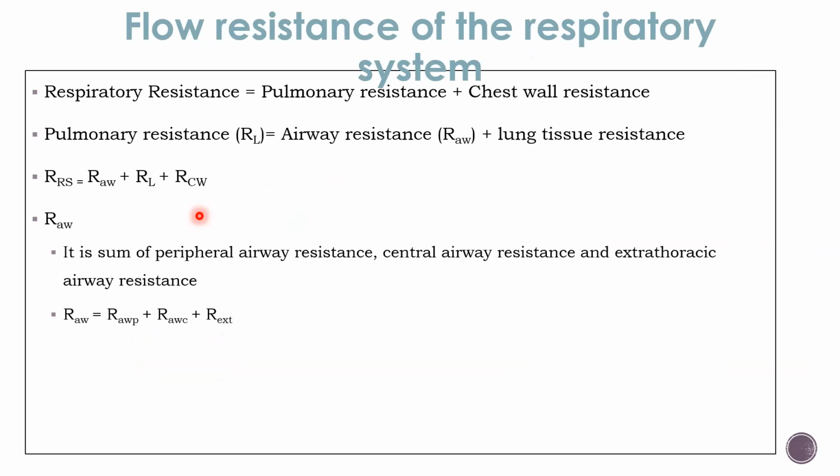Now coming to the resistance. So you understood elasticity, compliance, the PV loop, how to decide on this. Now we come to the resistance. What is resistance? One is pulmonary resistance, the other is chest wall resistance. Pulmonary resistance is because of the airway, which I showed you. Lung resistance is because of the lung parenchyma.